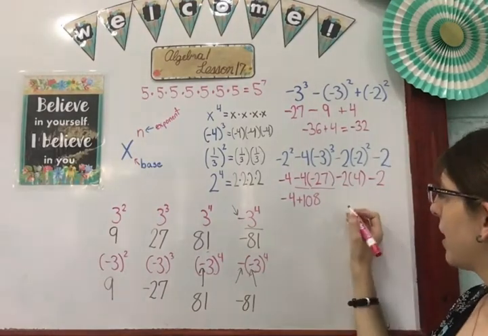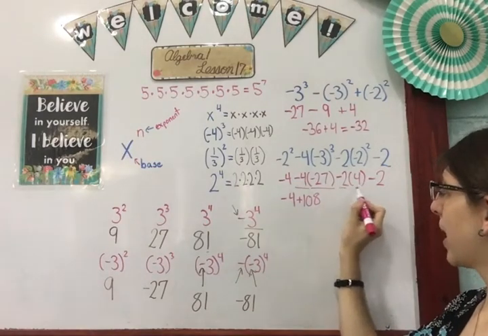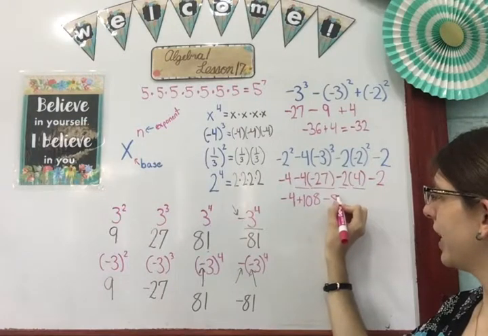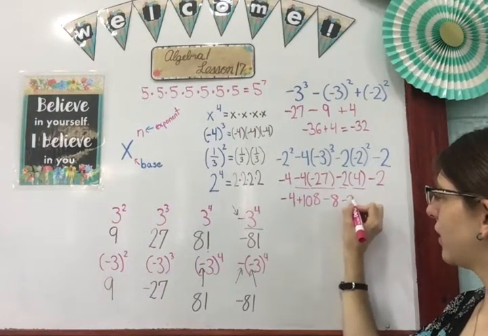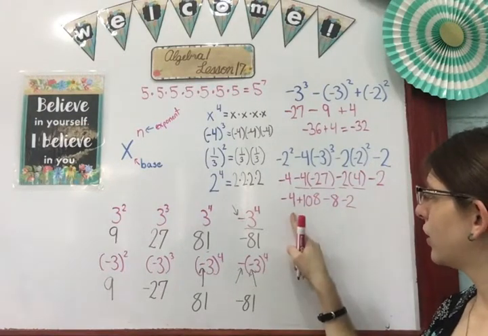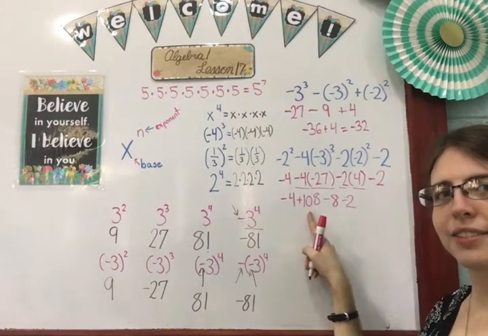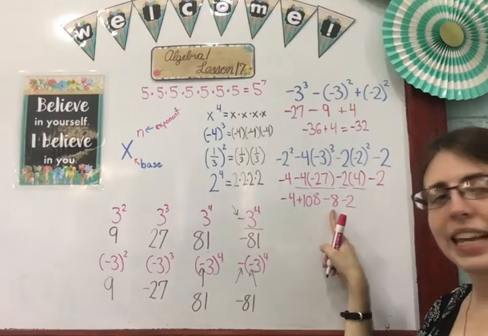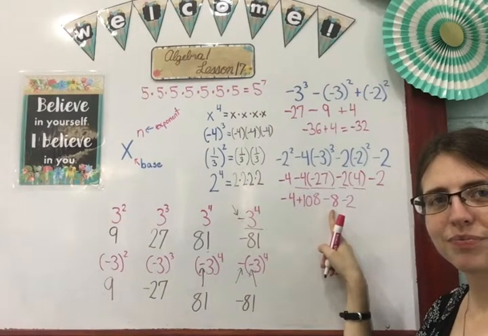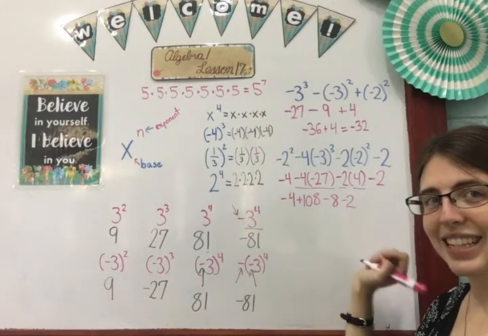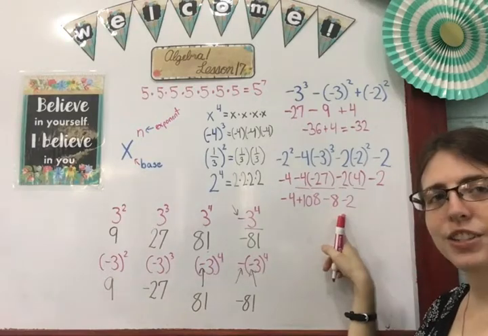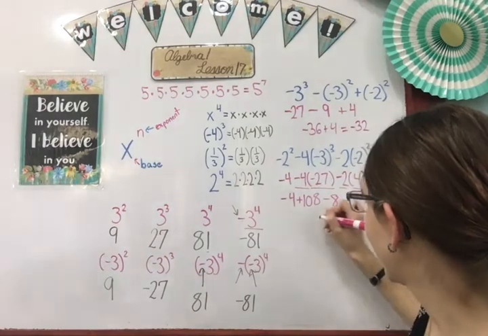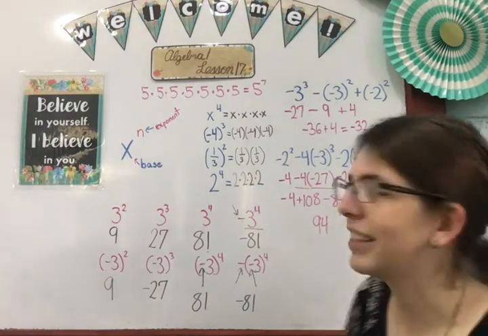Now I have a -2 and a +4, so that's negative 8. So we still have minus 8, and then minus 2. So negative 4 plus 108. 104 minus 8. 96, very good. Minus 2. 94, excellent. So your answer is 94.